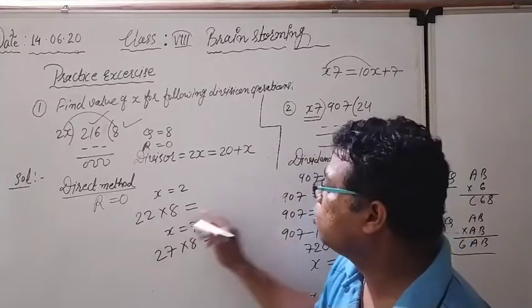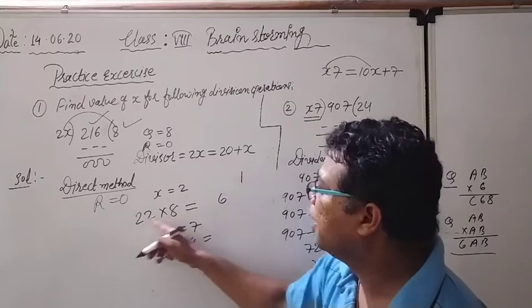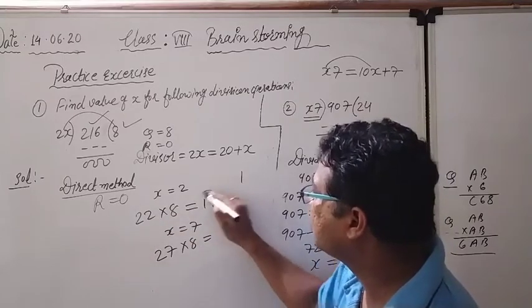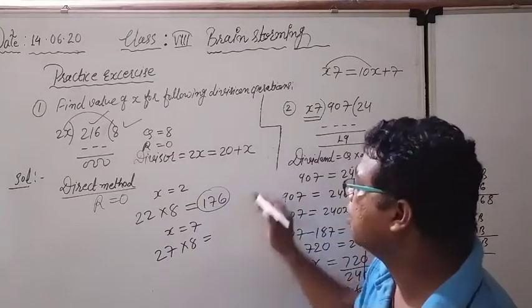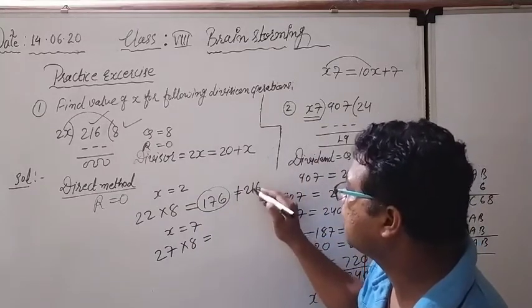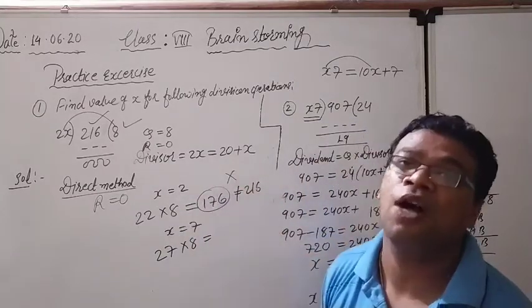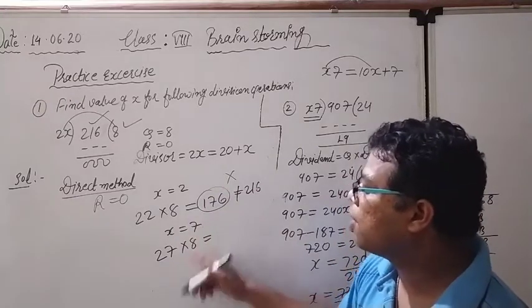See here, 8 2s are 16, carry 1. 8 2s are 16 plus 1, 17. 176 I am getting. And what should I get? Actually I should get 216. It is not equal to 216, meaning x is equal to 2 is the wrong answer. After that, x is equal to 7, I am going to check.